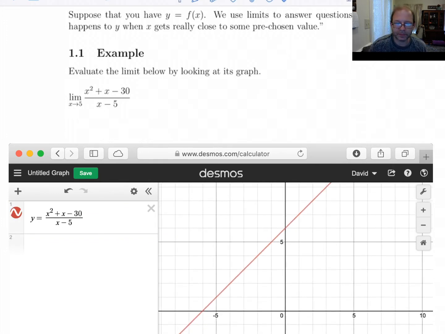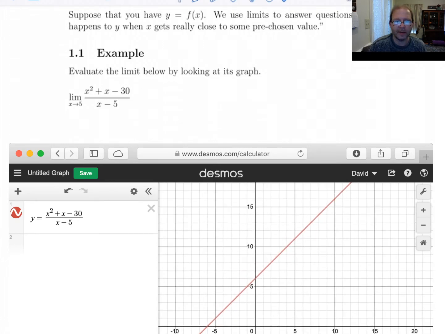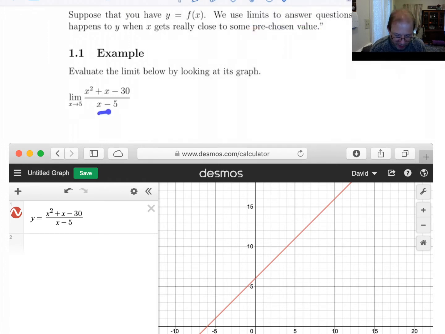Now, if we look at this graph, it looks like a line. But one thing you might notice is if we just plugged in the 5, we'd wind up getting 0 for the denominator. So this function's not defined at 5. It turns out we'd also get 0 in the numerator. So plugging 5 in would give us something undefined.